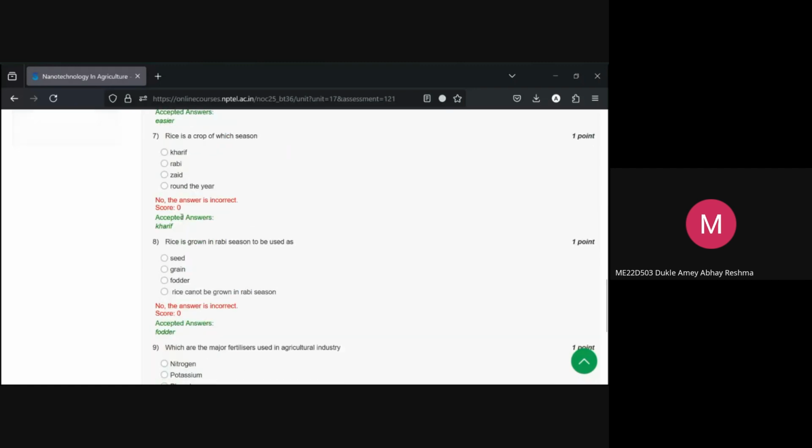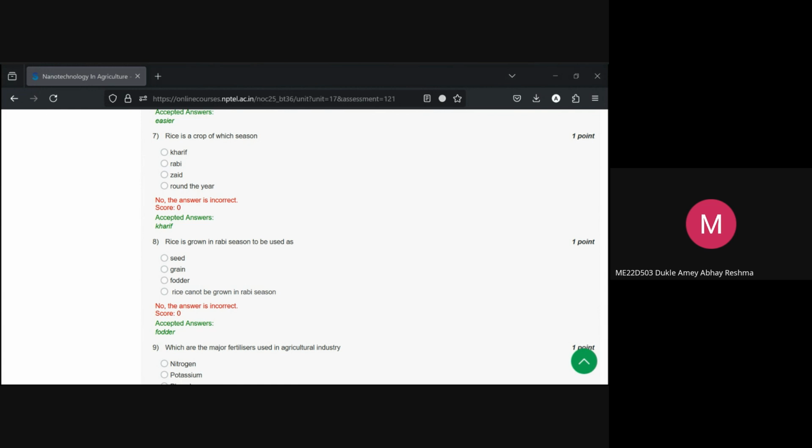So yeah, rice is grown in the rabi season to be used as seed, grain, fodder. Rice cannot be grown in rabi season. So from this, it can be used as a seed, a grain, and a fodder also. But only the last option, that rice cannot be grown in rabi season, is something which you can definitively eliminate. I'll put this in the discussion forum. You also guys put it in the discussion forum.